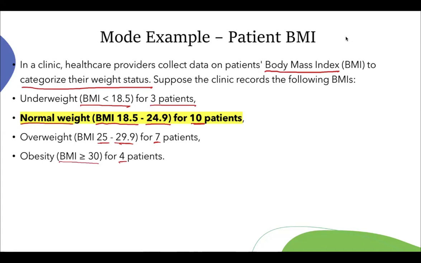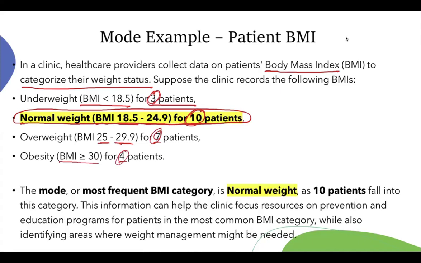The normal weight BMI category, with 10 patients, has the highest frequency. So 10 is greater than 3, 7, and 4. So the normal weight category is the modal weight. The most frequent BMI category is normal weight. 10 patients fall into this category. So it can help the clinic focus resources on prevention and education programs for patients in the most common BMI category, also identifying areas where weight management might be needed.